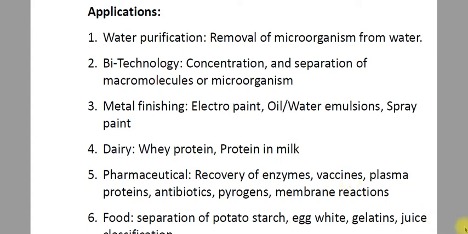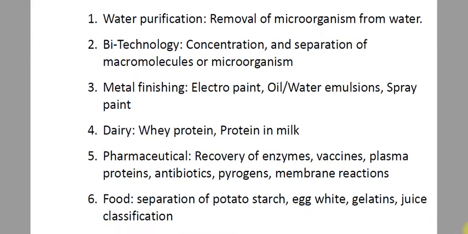In the pharmaceutical industry, it is used for recovery of enzymes, vaccines, plasma proteins, antibiotics, and pathogens, and we can also use ultrafiltration in membrane reactors. As I explained in the previous class, in the membrane reactor you can use membrane based processes. Ultrafiltration membranes are used to separate the feed stream reactant from the reactor or the product from the reactor. So in the pharmaceutical industry, similar to biotechnology labs, we can widely use the ultrafiltration membrane.